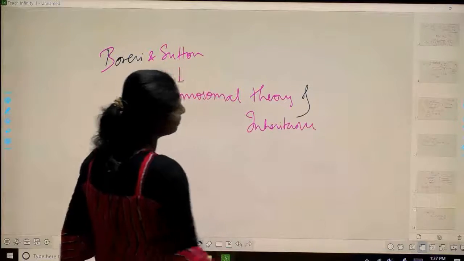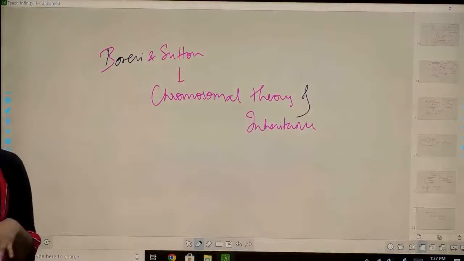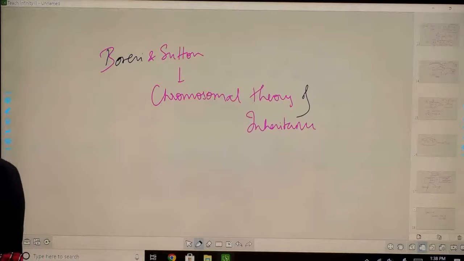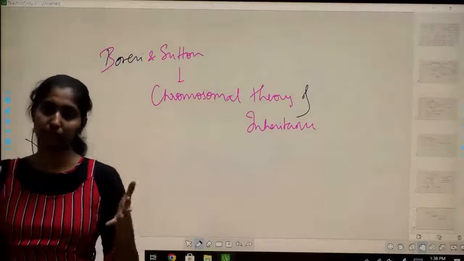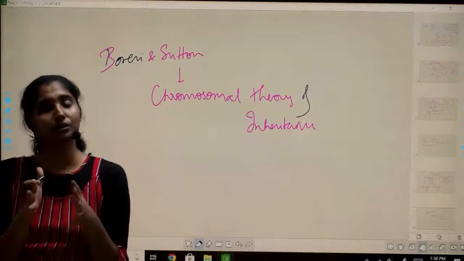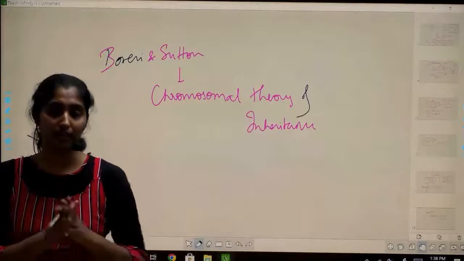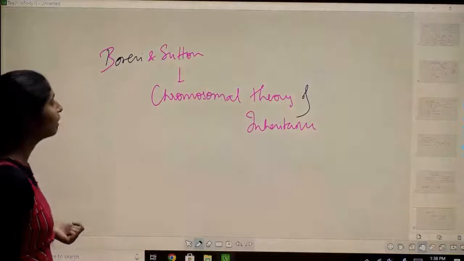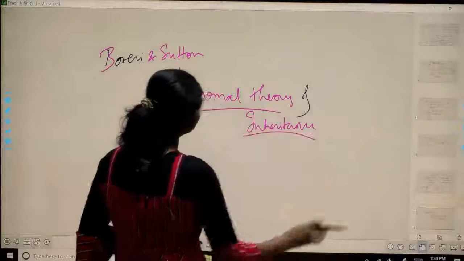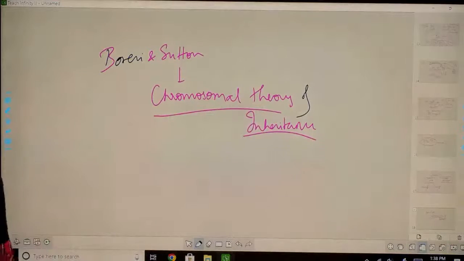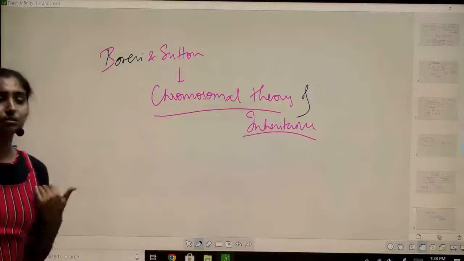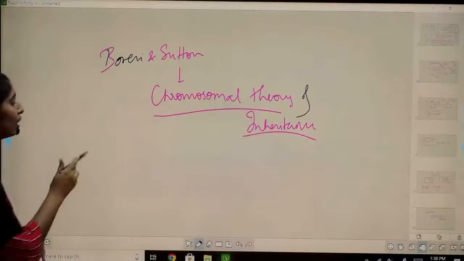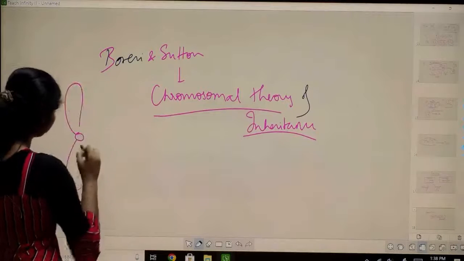Boveri and Sutton were studying cell division when they found that the movement of chromosomes is very much parallel to the behavior of genes. That is, as chromosomes move, along with them genes are moving. When they pair, along with them the alleles of a gene are also pairing. And when they segregate during gamete formation, basically your alleles are also segregating. So this was the chromosomal theory of inheritance given by Boveri and Sutton. So basically, by this time, we were able to allocate the fact that these genes, these factors, are located within the chromosomes.